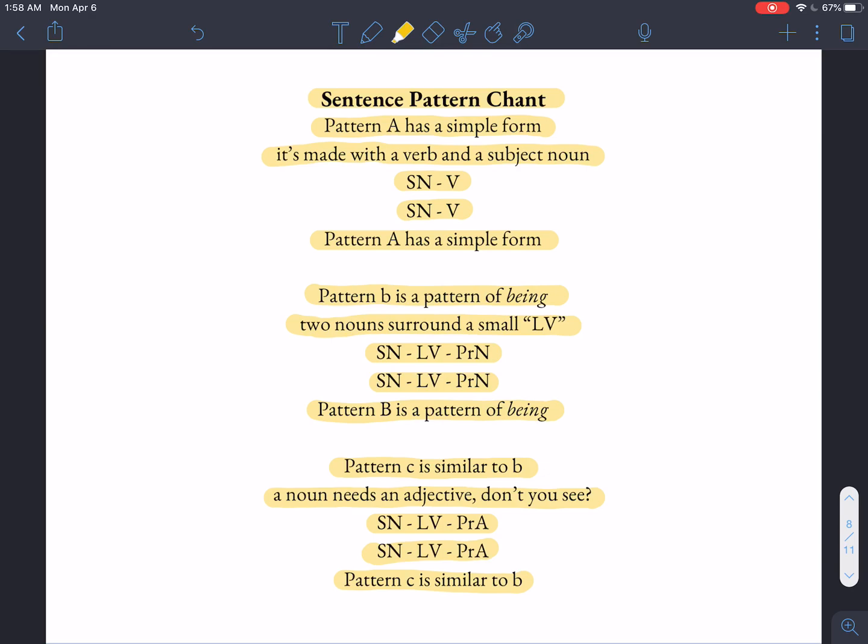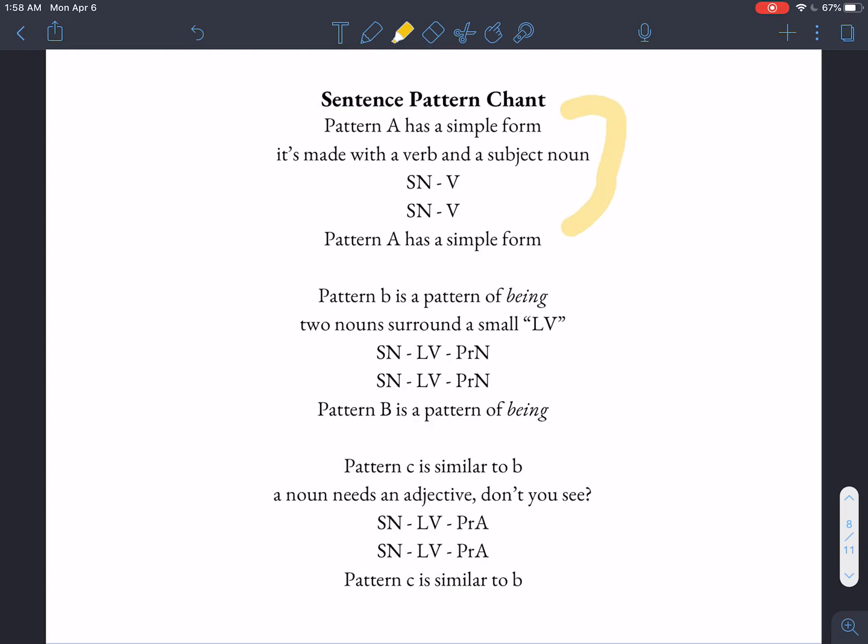So that is the sentence pattern chant. Let's do the first part. Let's just do the first one a couple times. You'll sing it along with me, or say it along with me. Here we go.